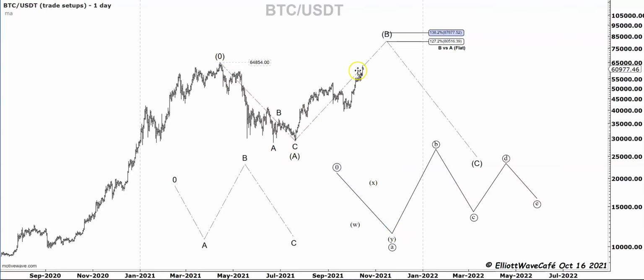And now you're going to get a B wave. The problem with that is that this B wave is already way too high for being a regular triangle, so you have to think of it as being a running triangle to the upside, which actually hasn't happened yet. So based on that, this B wave actually needs to travel to 138%.